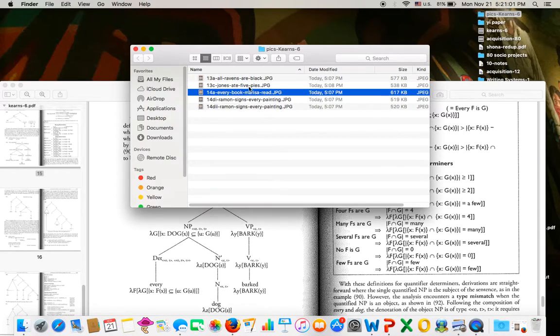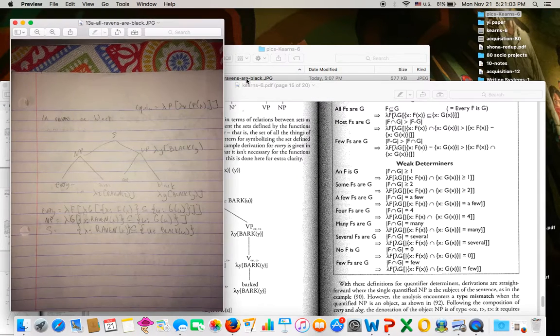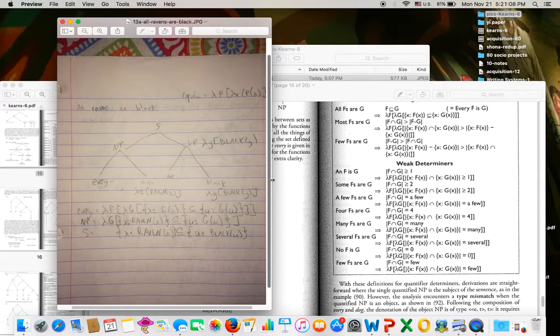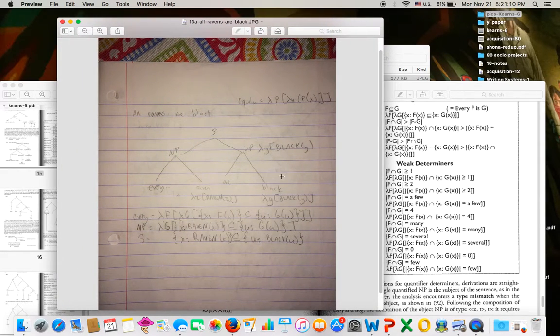So here is the example. Let me zoom in a little bit and make this bigger. Here I have the lambda expression for every, which is the same as all, because the set relation of every and all is the same. All right, so all ravens are black.